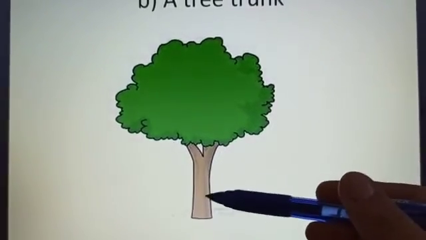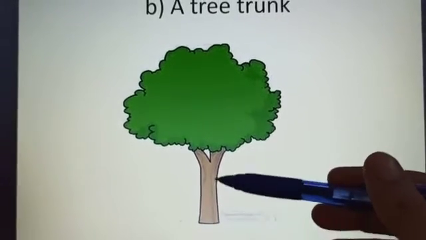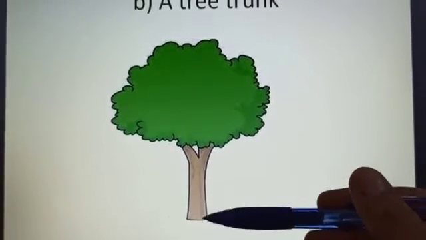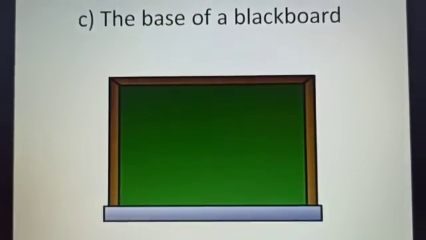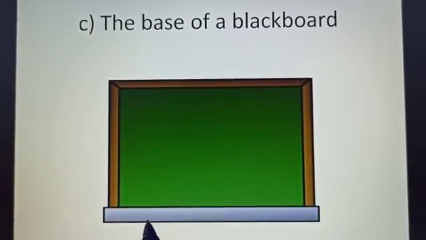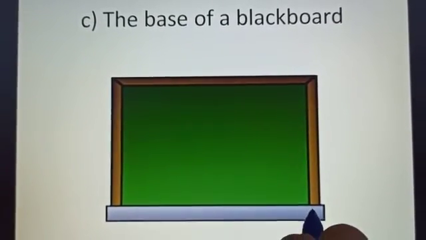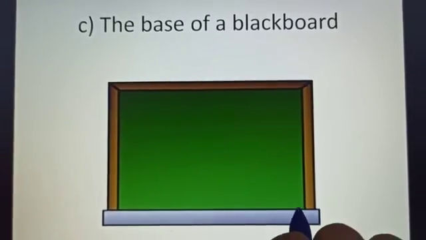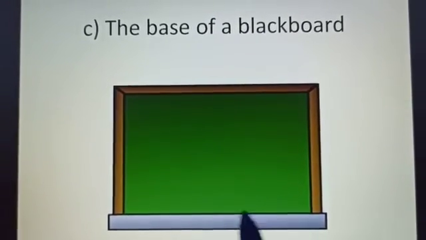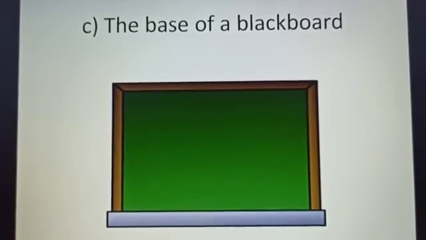Next one, a tree trunk. This is the trunk of the tree. What type of line is this? Yes, it is a vertical line. Then next one, the base of a blackboard. Here is the base of the blackboard. What type of line is this? It is horizontal, from left to right.